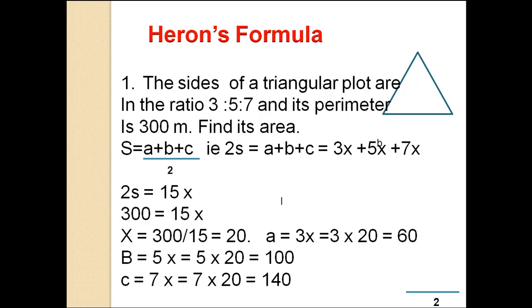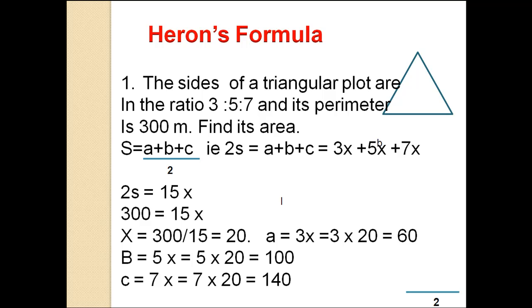Find its area. s equal to (a plus b plus c) whole divided by 2, that is 2s equal to a plus b plus c, that is 3x plus 5x plus 7x, that is 2s equal to 15x. So 300 equals 15x, so x is 300 divided by 15, which is 20.